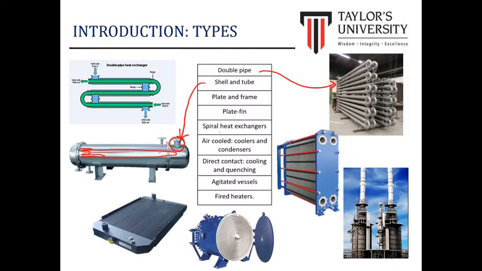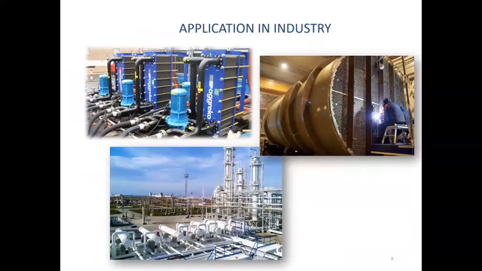We have a plate frame, plate fin, and we have a spiral heat exchanger. So you can see a spiral tube inside shell and tube. And we have air cooler, which is related to the cooler and condenser, direct contact, agitated vessel, and this is an example of the fired heater. You can see we have a heat exchanger that has a fire and heater on this chart, and a chimney here. Okay, this is from the industry.